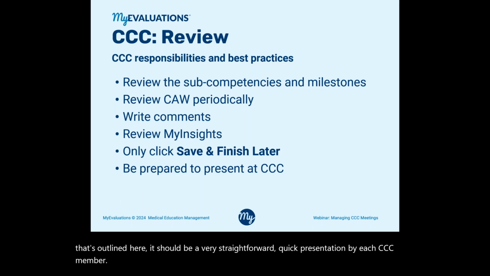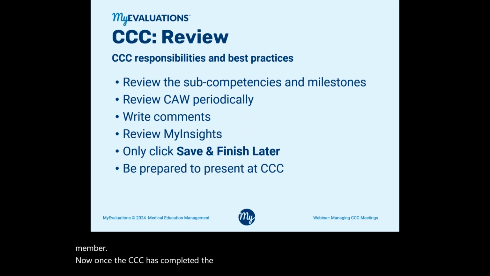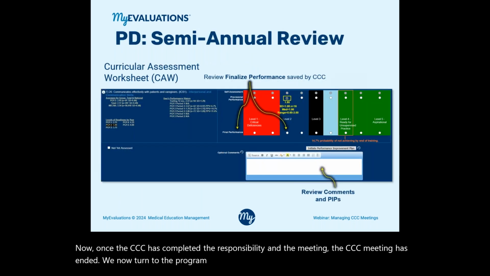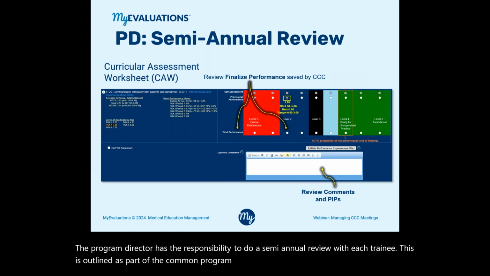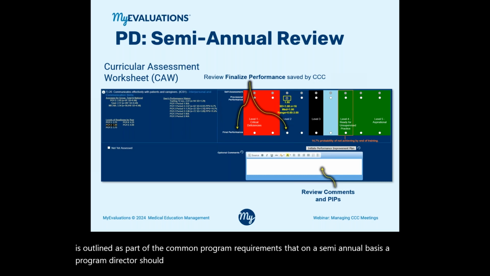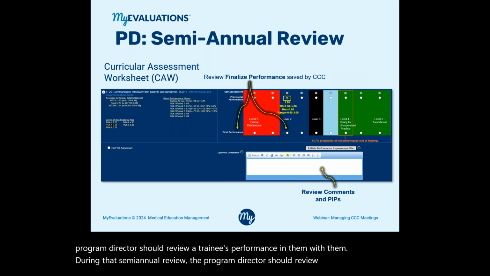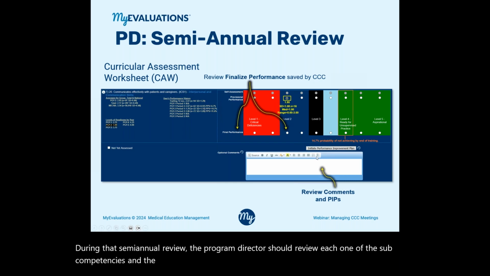Now, once the CCC has completed the responsibility and the CCC meeting has ended, we now turn to the program director's responsibility. The program director has the responsibility to do a semi-annual review with each trainee. This is outlined as part of the common program requirements that on a semi-annual basis, a program director should review a trainee's performance with them. During that semi-annual review, the program director should review each one of the sub-competencies and the resident's final score as outlined by the CCC, review the individual comments.